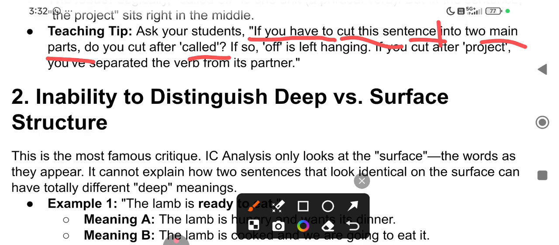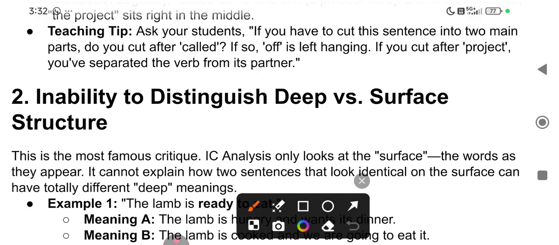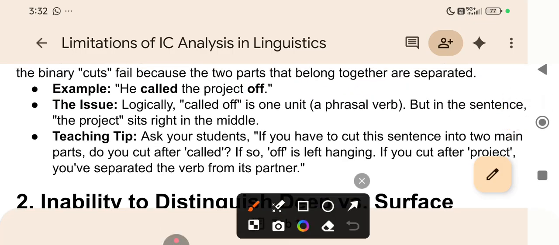If so, off is left hanging. If you have to cut the sentence into two main parts, do you cut after called? Suppose this is a sentence. Usually we cut after called. He called, that's a noun phrase, that's a verb phrase.